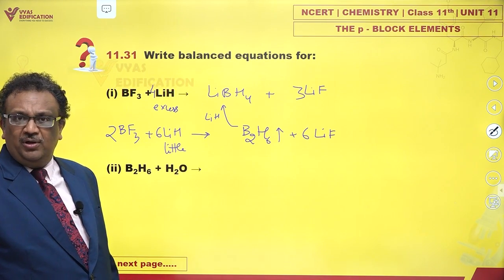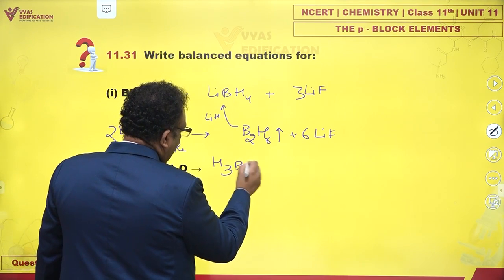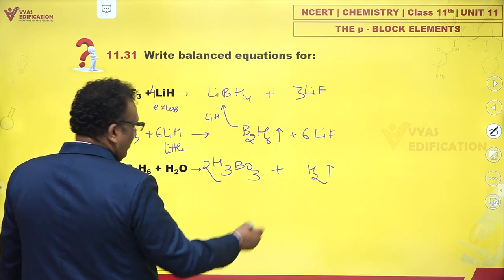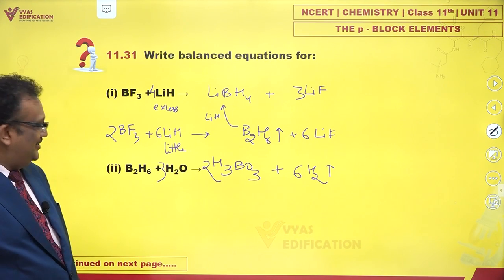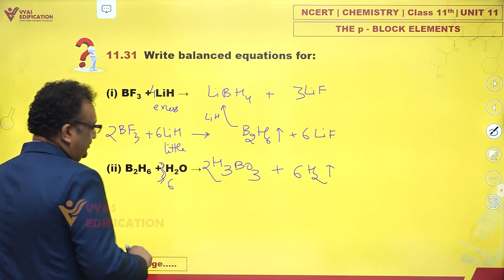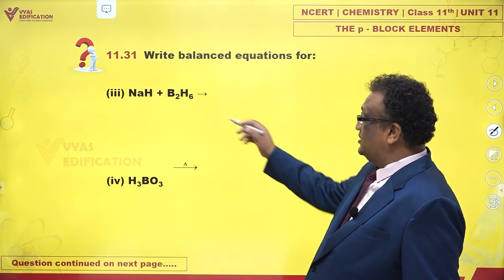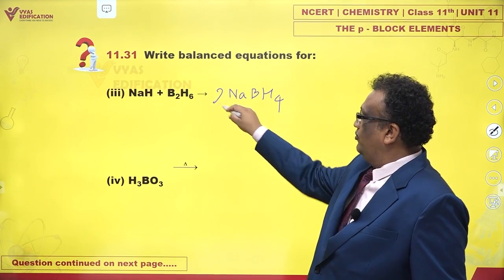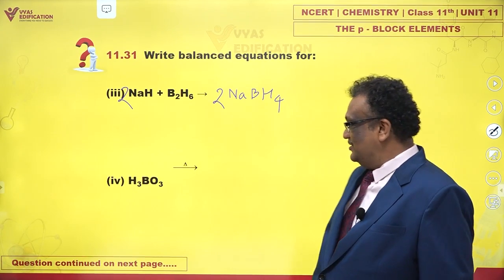Can diborane react with water? Explosively. It gives you boric acid, H3BO3, and plenty of hydrogen, 6 hydrogens. Oh my God, yeah, this is the way it is, not 3. I'm sorry, in balancing it should be 6H2. Right? Right. NaH reacts with diborane B2H6. Well, what does it give you? It gives you NaBH4. Sodium borohydride, very popular reducing agent.